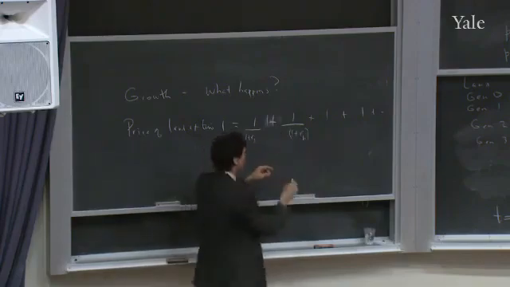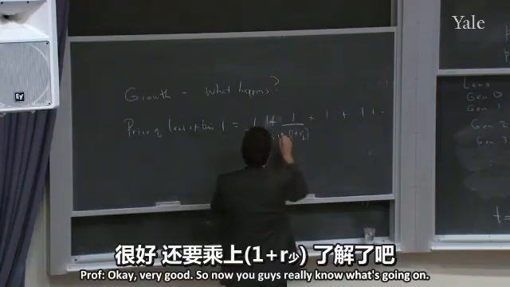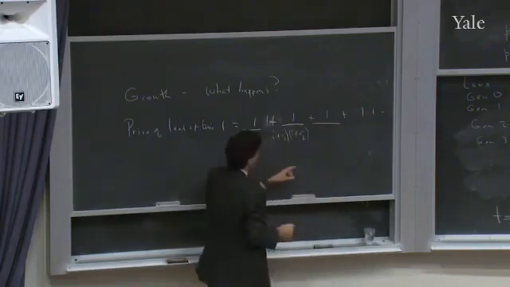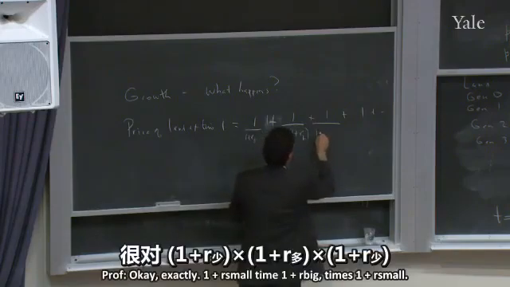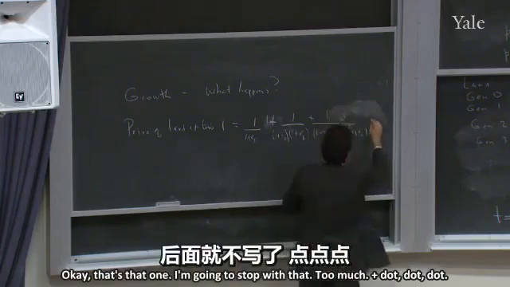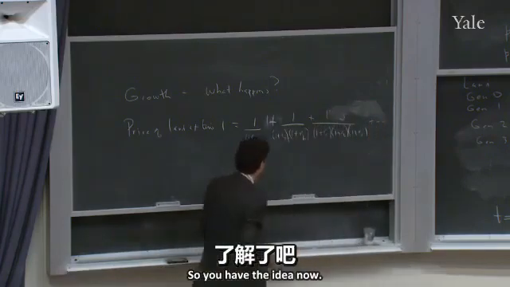Times 1 plus R. Okay, very good. So now you guys really know what's going on. And what would you put over here? Times 1 plus R small. Okay, exactly. 1 plus R small times 1 plus R big times 1 plus R small. Okay, that's that one. I'm going to stop with that. Too much. Okay, plus dot, dot, dot. So you have the idea now.